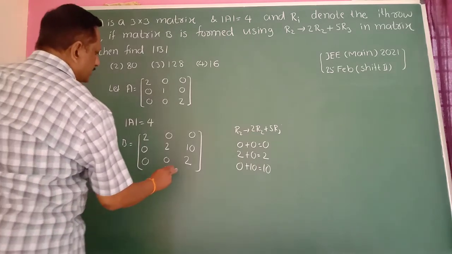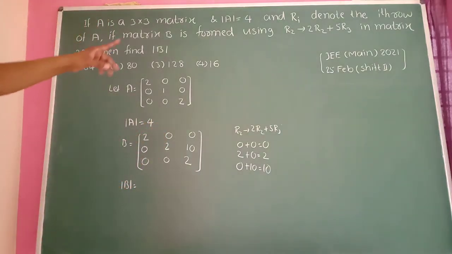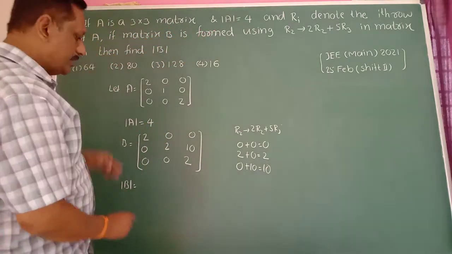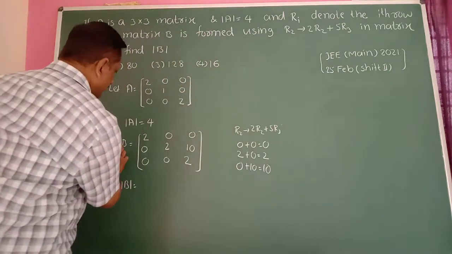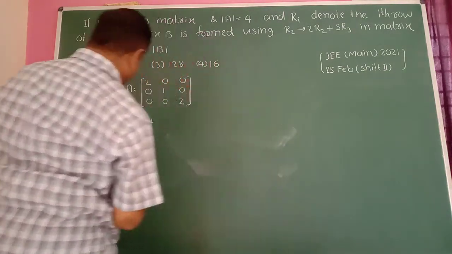Determinant of P is 2 2s are 4. And one more thing here. Here B is what here? In the matrix of 2A. They have given here it is a 2A here. That's why we can't immediately write like that here.